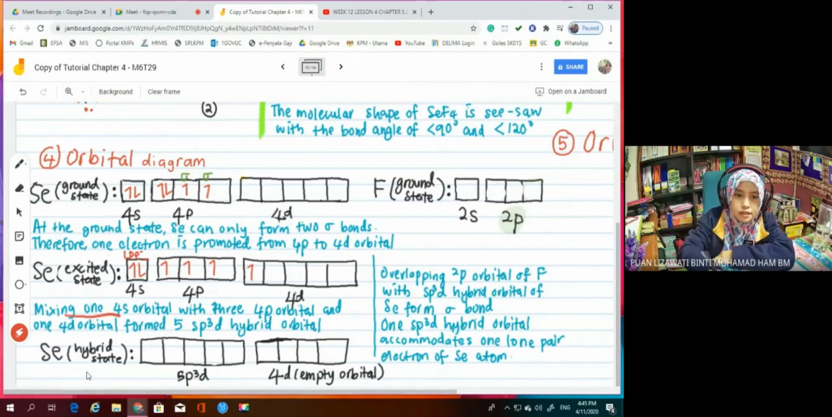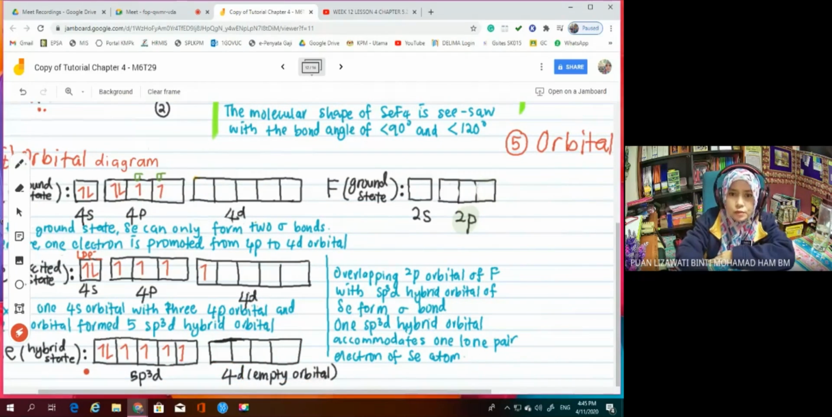So here is the explanation that you can write. It will form 5 sp3d hybrid orbitals. There is 1 paired electron with 4 single electrons here, and you can see we have 1, 2, 3, 4 empty 4d orbitals. So you have to draw them down here and label them as 4d empty orbitals.